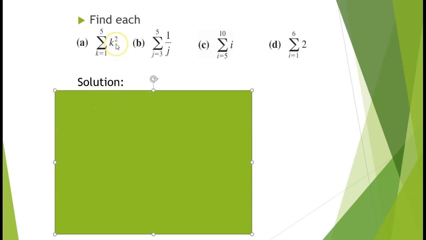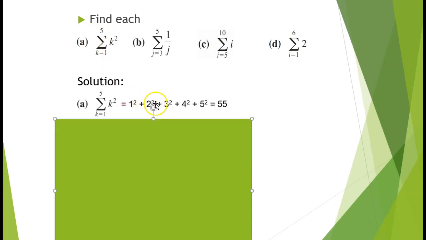So this first one, the sum of k squared from k equals 1 to k equals 5. So we're going to replace this k with 1. So it's going to be 1 squared plus 2 squared plus 3 squared plus 4 squared plus 5 squared. Remember that we're starting at 1 with k equals 1 and then k to 5. And we add that up and we get 55.